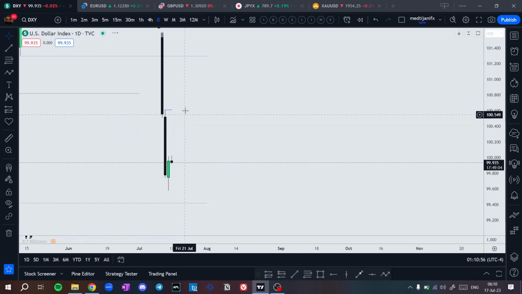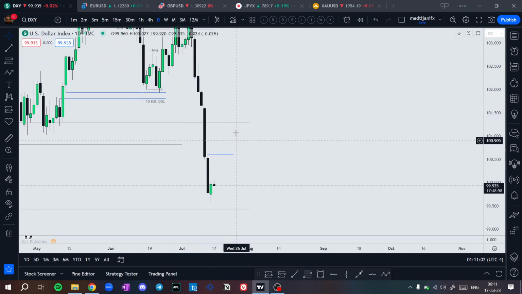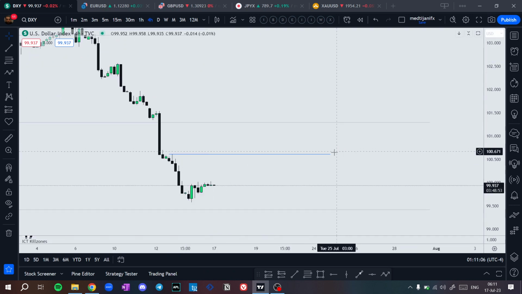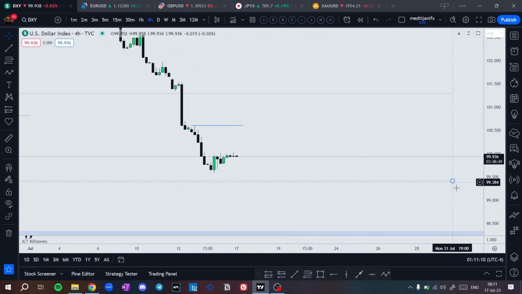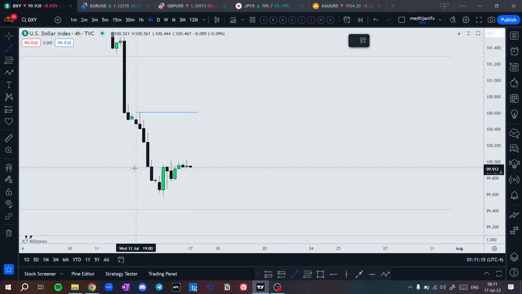If price closed above Tuesday's high, we have a confirmation that we're going to have a retracement higher, right? So Tuesday's high is this level here. Until then, what we see is that price has a fair value gap right here.